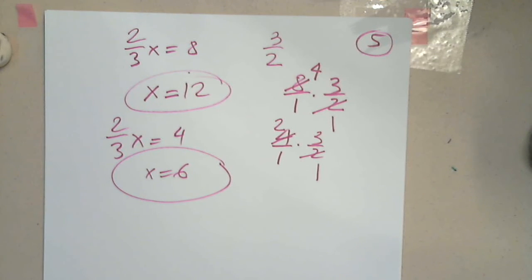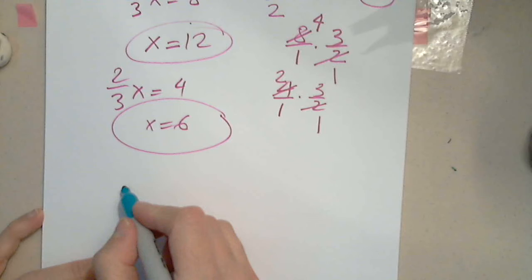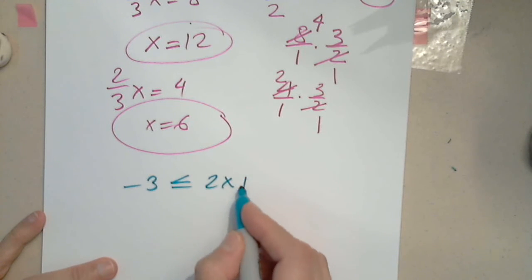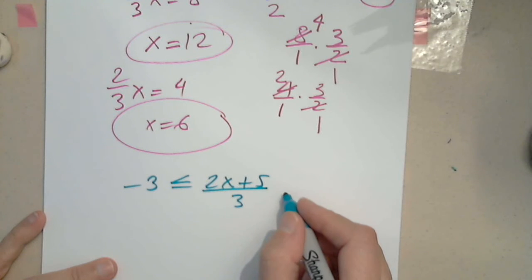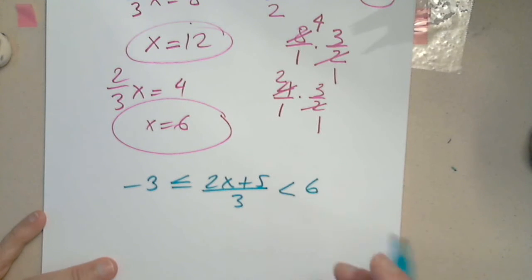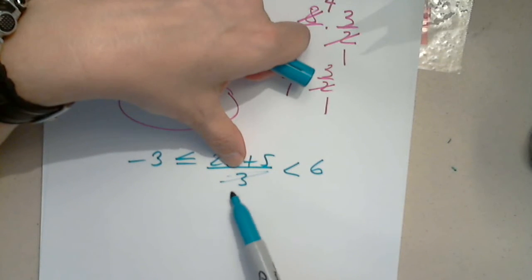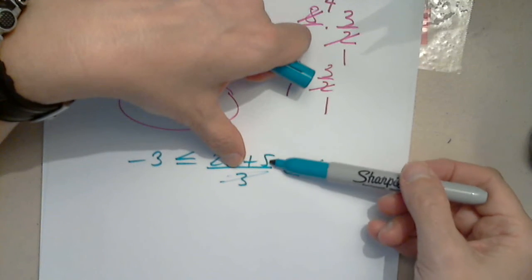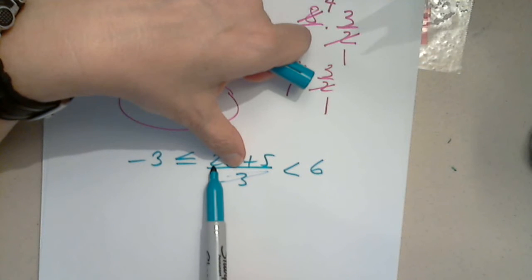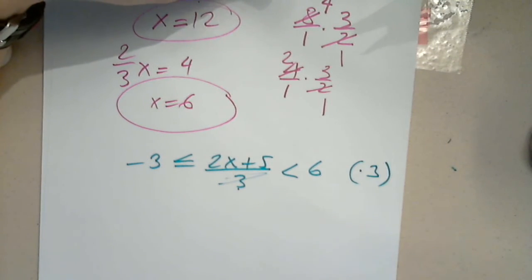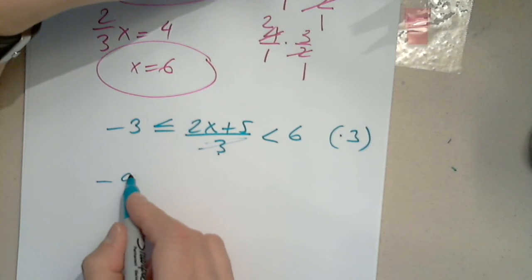Another one is the question 2, section D. It's -3 is less than or equal to 2x plus 5 over 3, less than 6. Good. So obviously we're solving for x. I have to eliminate this first. I have to eliminate this second, and then this one is lost. So in order to eliminate the denominator, I will multiply all three sides by 3.